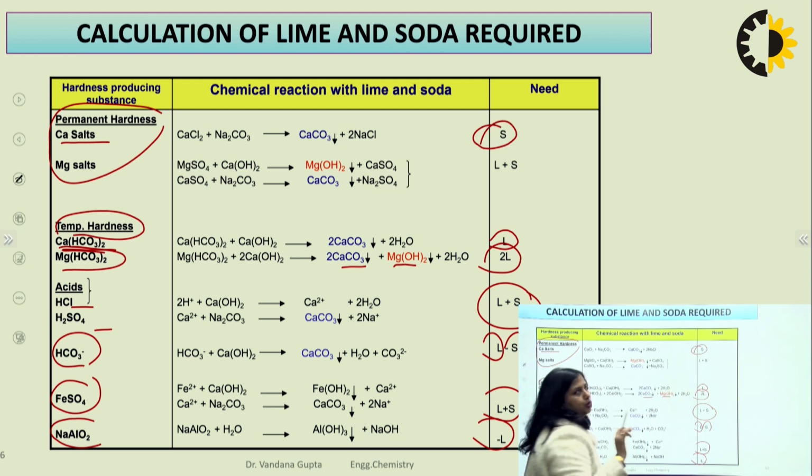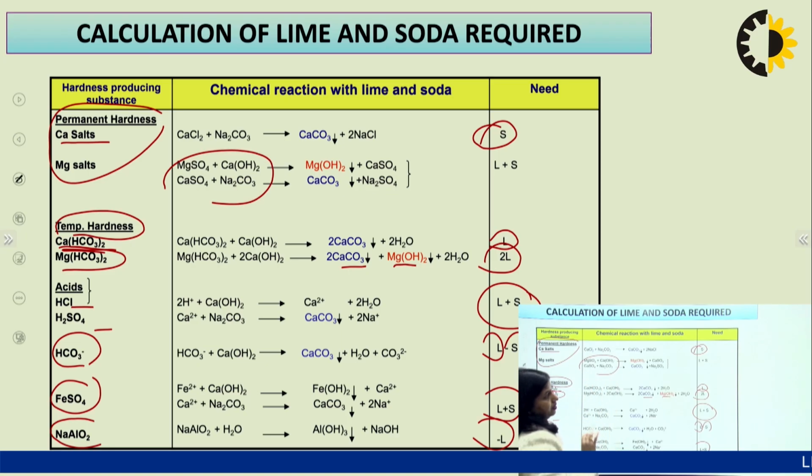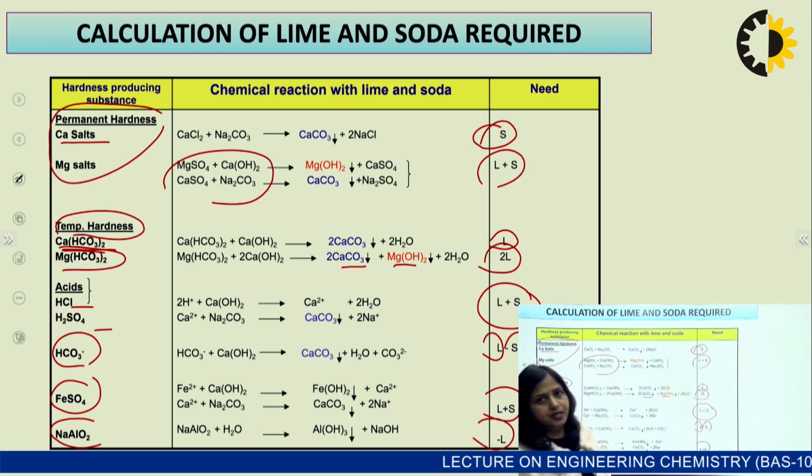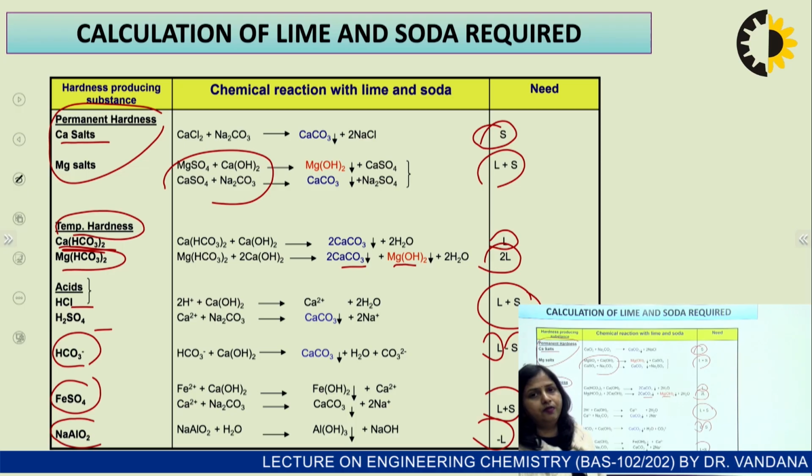There is no need to add lime if water contains only permanent hardness of calcium, that is provided by calcium chloride, calcium sulfate, etc. If the water contains permanent hardness of magnesium, then we have to use lime as well as soda both. So this is a summary for the calculation of lime and soda.